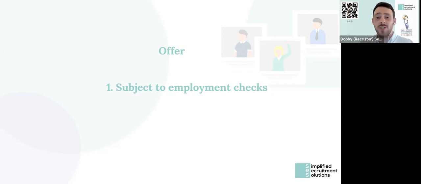So you have all your wonderful terminology and wording in there that makes the candidate feel amazing, and say this is the offer, this is the start date, but it's subject to employment checks. So if anything did come back, then you're quite legally allowed to take away that job offer, because the employment checks weren't satisfactory.